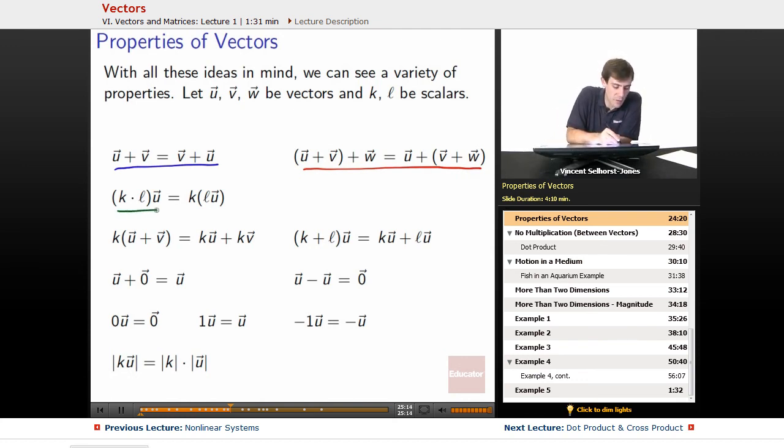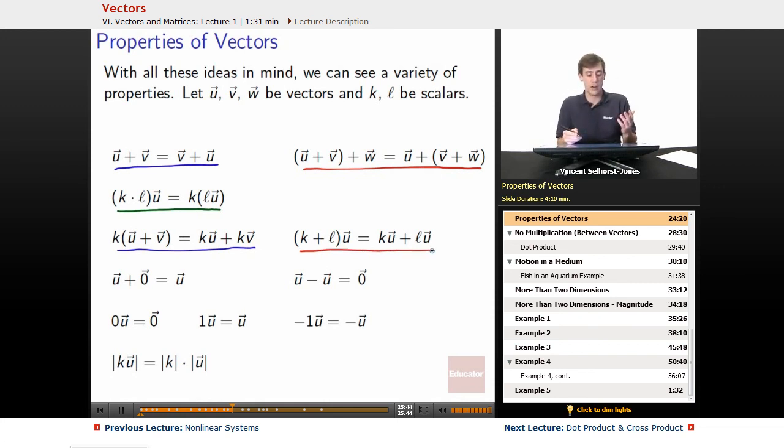k times l, if we've got two scalars, k and l, times u, well, that's the same thing as k times an already scaled lu. So we can either multiply our scalars together, then multiply the vector, or we can have them multiply the vector each one after another. Same thing either way, which is pretty much what we'd expect. k times u plus v, hey, that's nice. It distributes. k times vector u plus vector v is k times vector u plus k times vector v. It also distributes in the other way. k plus l times vector u, the vector can distribute out onto them, so we've got k times vector u plus l times vector u.